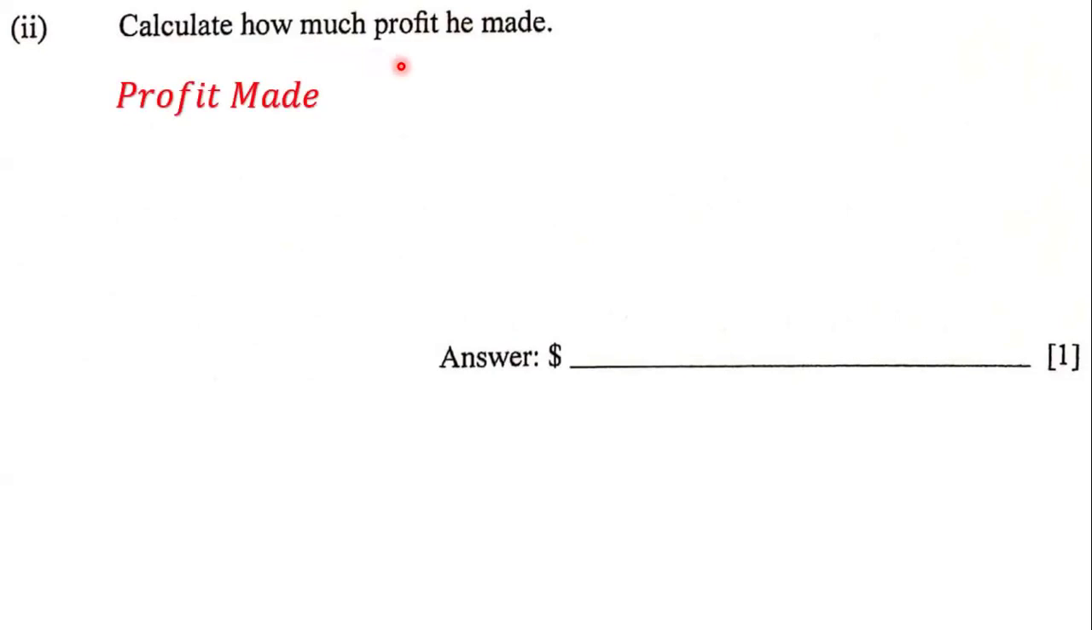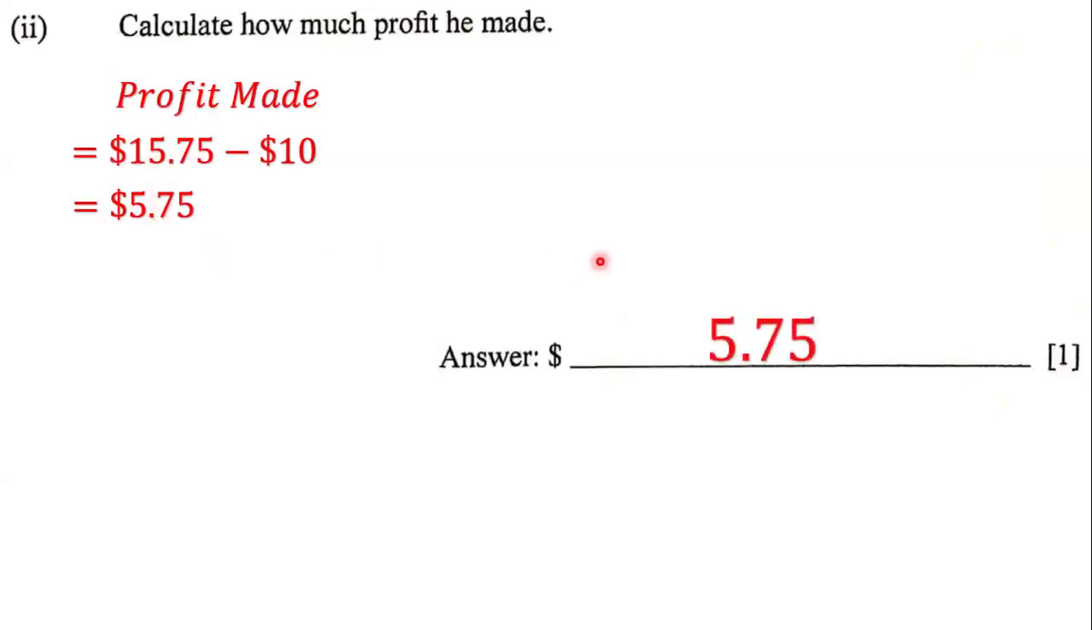Now, to figure the profit made, what we have to do is take the amount that was made and subtract the cost. So it cost him $10 to purchase these 40 cans, but he made $15.75. And so that means that in order for us to determine the profit made, we have to subtract those two. And so we get $5.75, which means that his profit was $5.75.